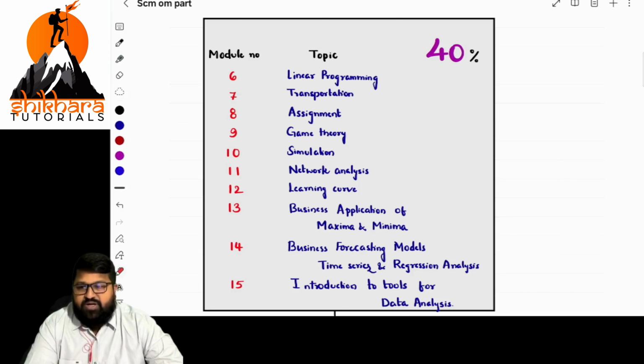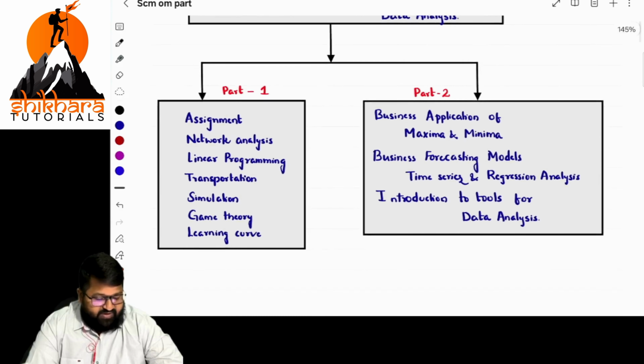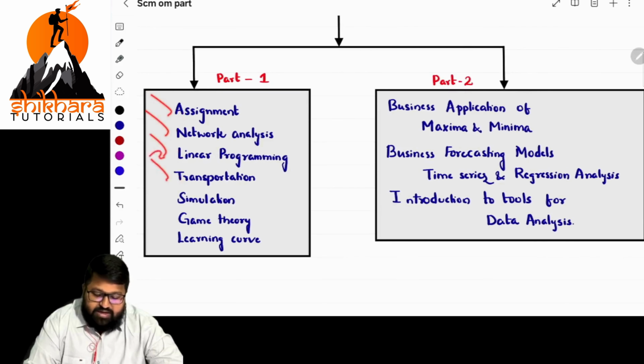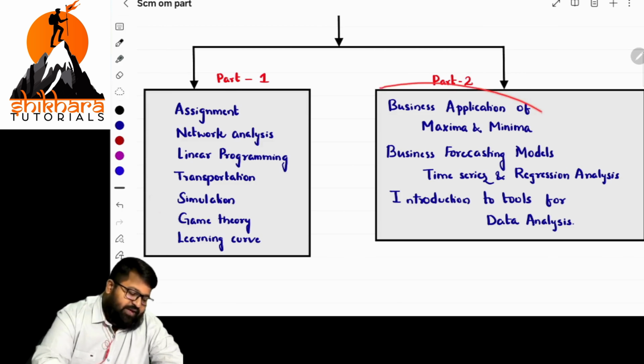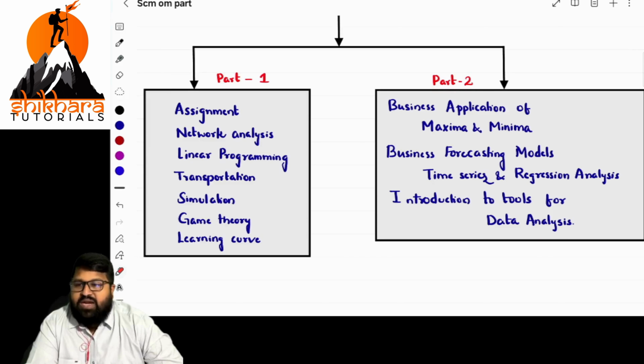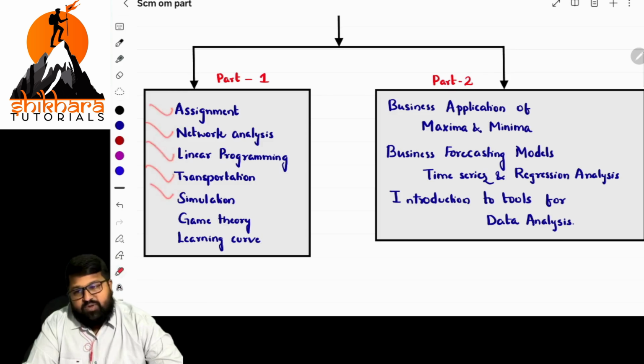And this entire 6 to 15 topics are bifurcated into two areas. The very first part, if you see there, has assignment, network analysis, linear programming, transportation, simulation, game theory, and learning curve. Okay, and these are the next balance three topics. Part 1 is useful for both CMA final and CMA inter, and part 2 is exclusively for CMA final. Okay, mainly my concentration is for CMA final, and these topics, that is assignment, network analysis, linear programming, transportation, simulation, can be used for both the guys.